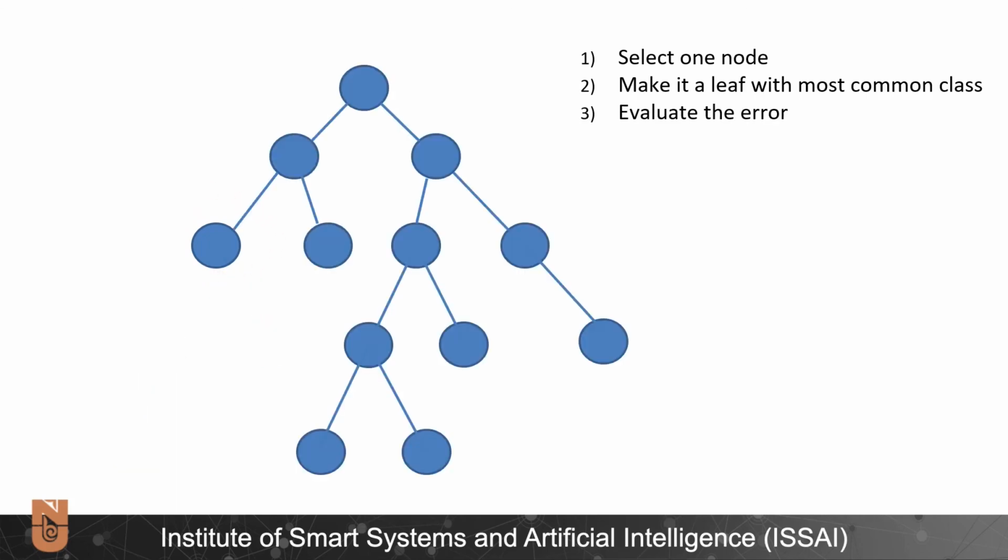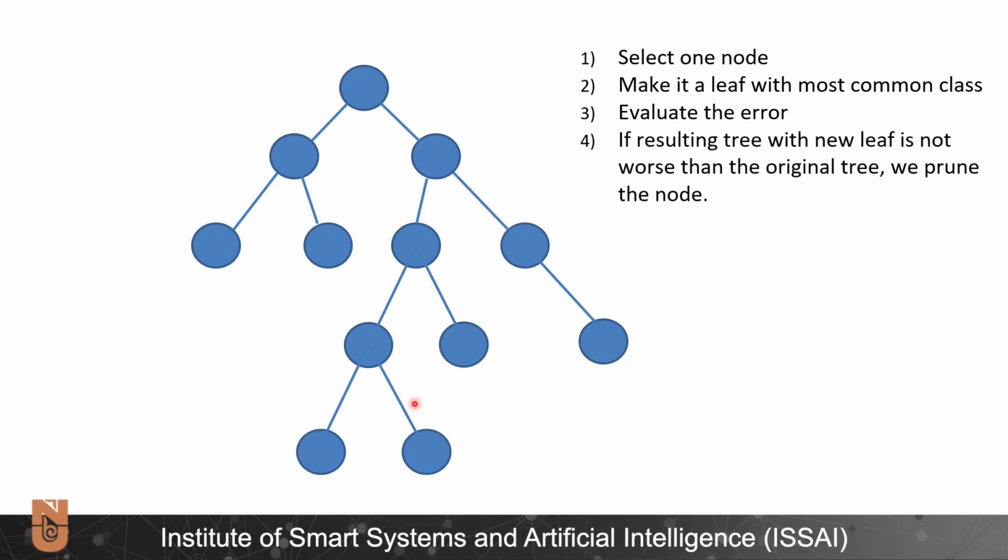After making this node a leaf, we'll evaluate the new tree on the validation set. If the resulting tree with the new leaf is not worse than the original tree, we prune the node, meaning that we'll cut off the remaining nodes and leaves. Furthermore, we'll repeat these steps for each node until we cannot prune it anymore.